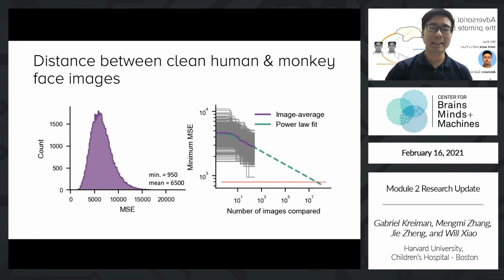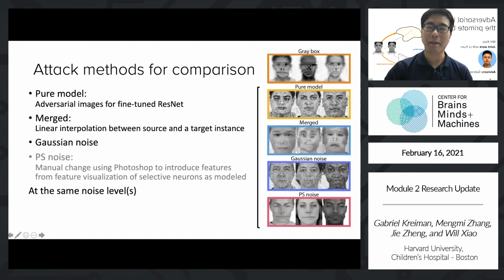Okay, so I just described how we attempt to make adversarial images tailored to neurons. We also, as comparisons, tested several other attack methods using the same noise levels. The first one we tested is adversarial images made to fool a pure model. These were made for the same fine-tuned ResNet that we used as the backbone for the substitute model, but this is without fitting to any neural data.